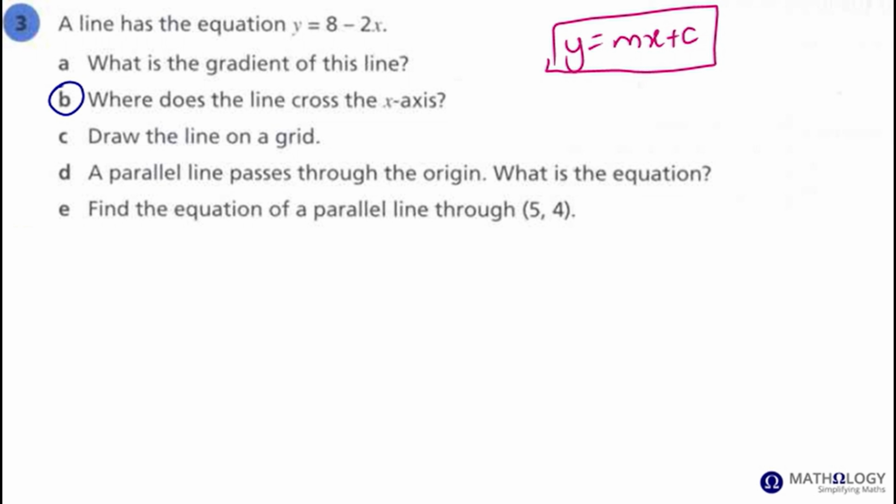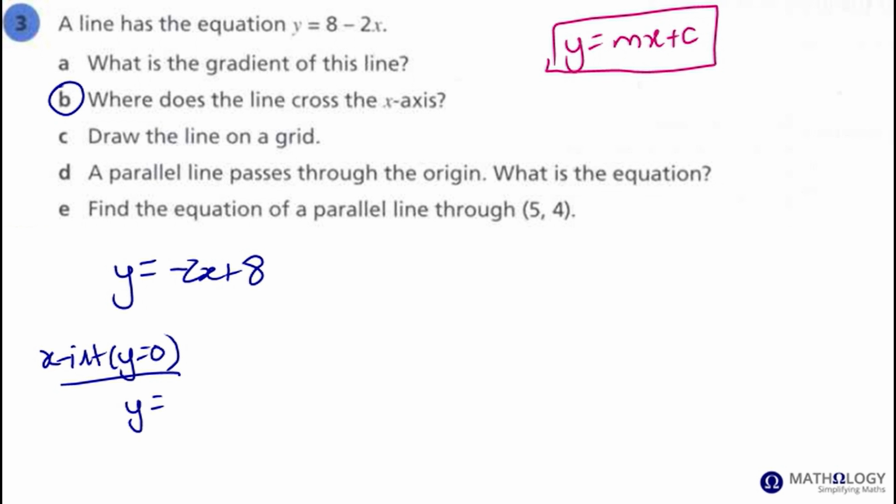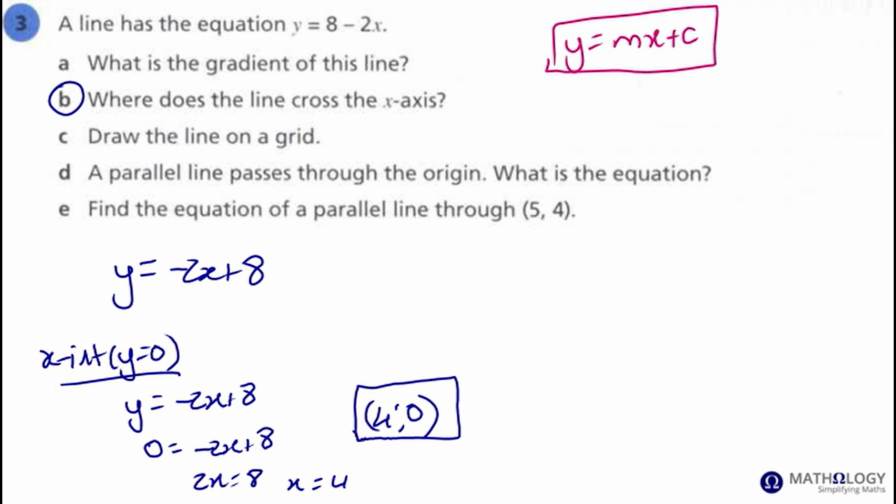Where does the line cross the x-axis? The line is y equals, in standard form, minus 2x plus 8. They're asking us for the x-intercept, so we put y equal to 0. So 0 equals minus 2x plus 8, and we solve for x. 2x equals 8, so x equals 4. So the point where the line crosses the x-axis is (4, 0). Remember, it's the x coordinate first and then the y coordinate.